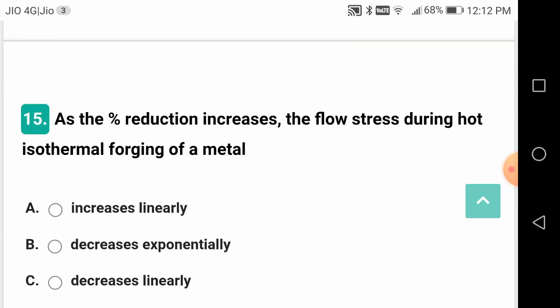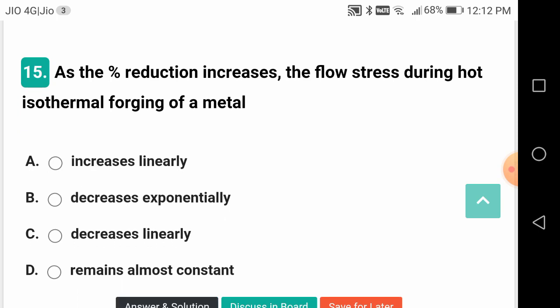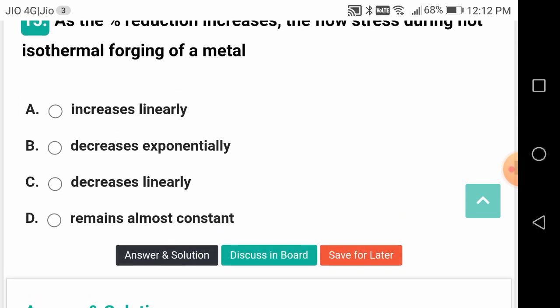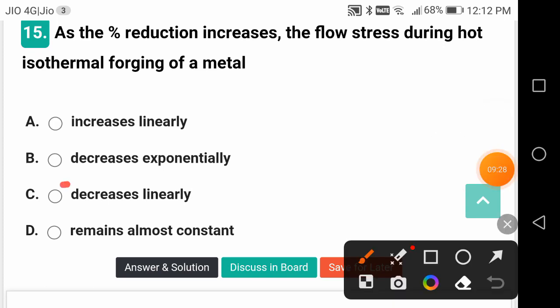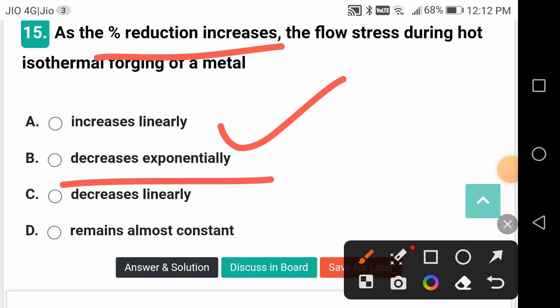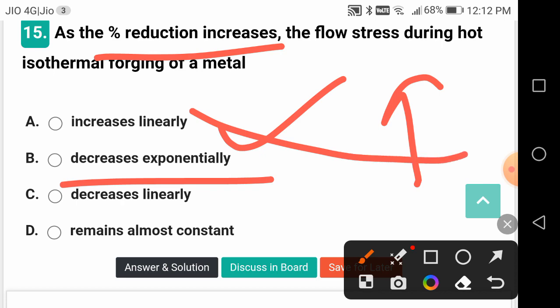As the percentage reduction increases, the flow stress during hot isothermal forging of a metal decreases exponentially. This is a good question, friends. Decrease exponentially. As the percentage reduction increases, the flow stress during hot isothermal forging of a metal is going to decrease exponentially.